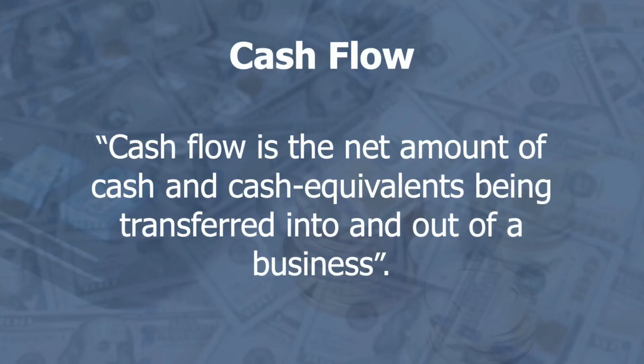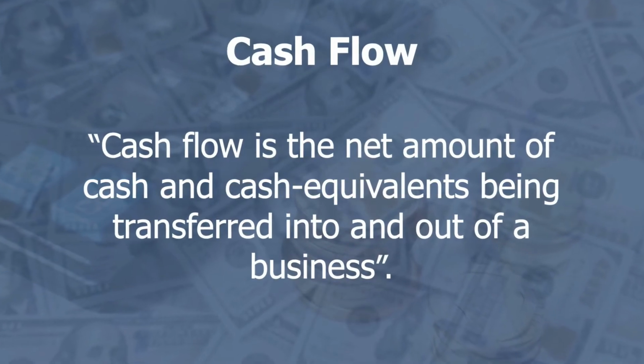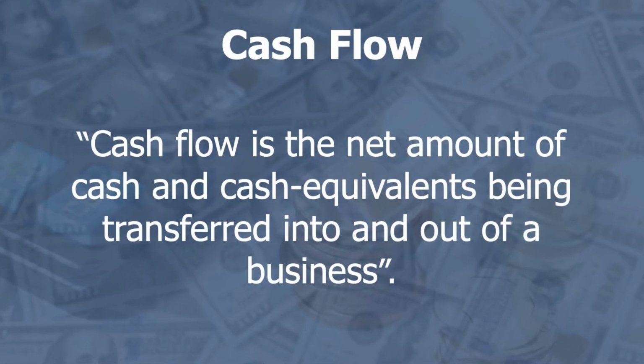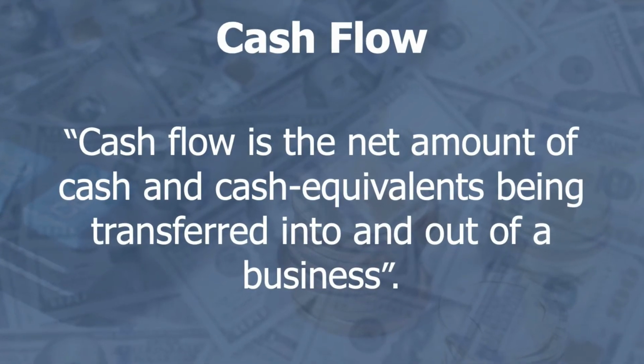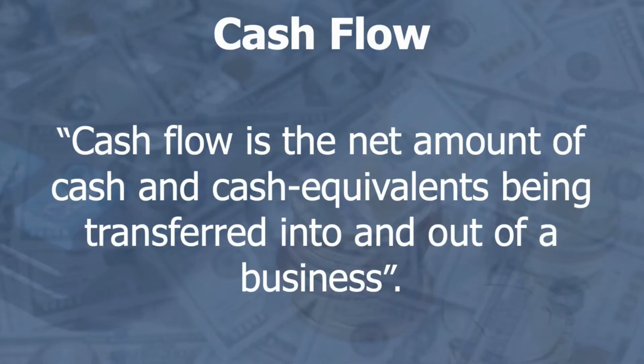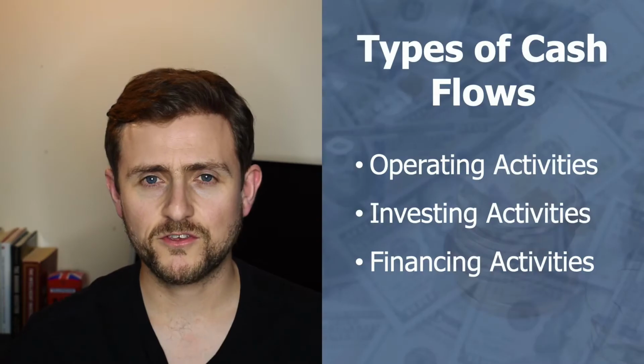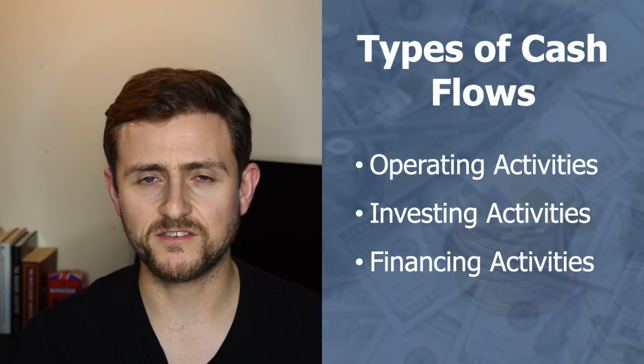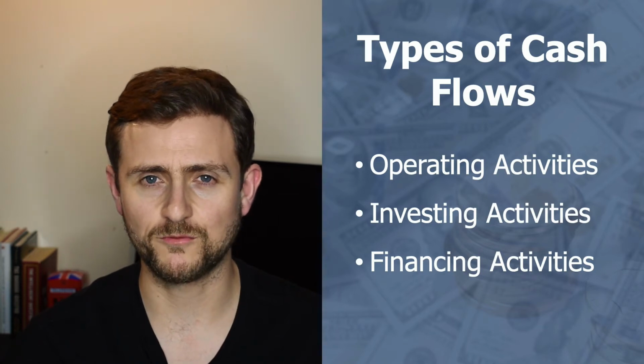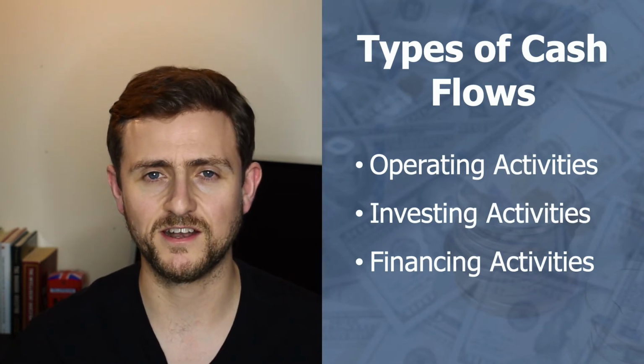So first let's take a look at the definition of cash flow. According to Investopedia, cash flow is the net amount of cash and cash equivalents being transferred into and out of a business. The cash flow statement is split into three main parts. First, we've got the cash flow from operating activities, then the cash flow from investing activities, and finally the cash flow from financing activities.